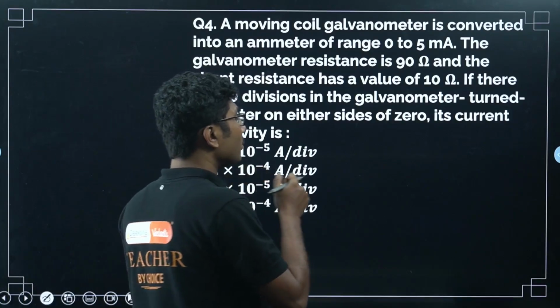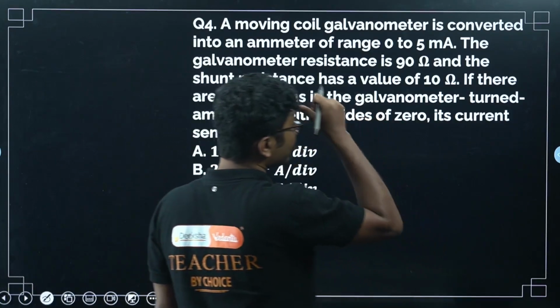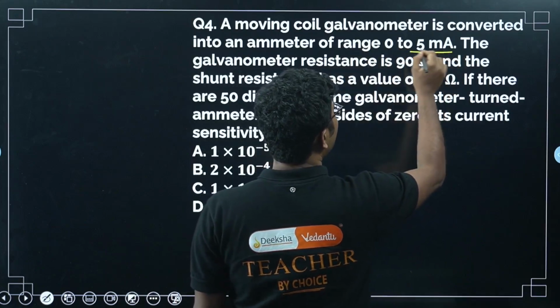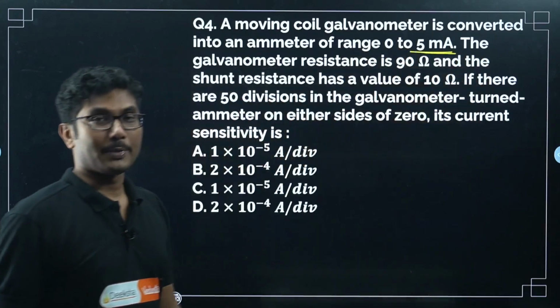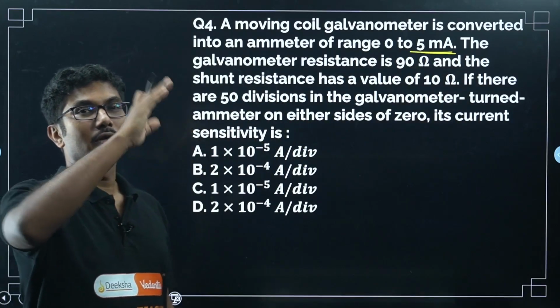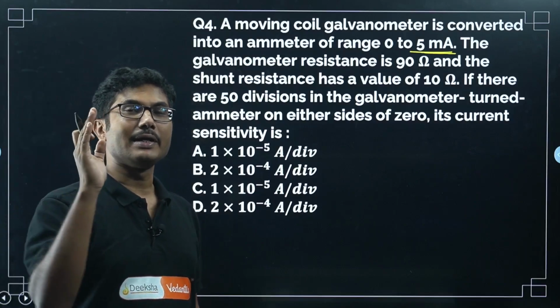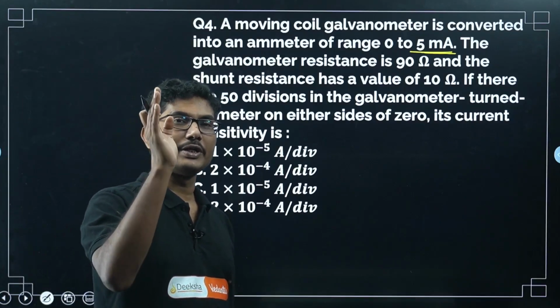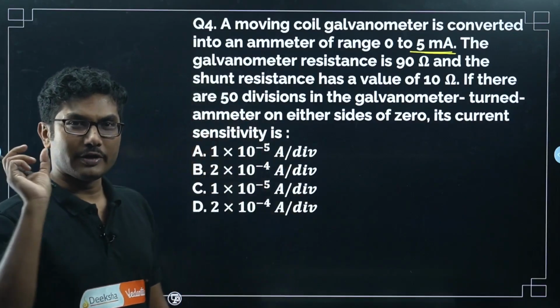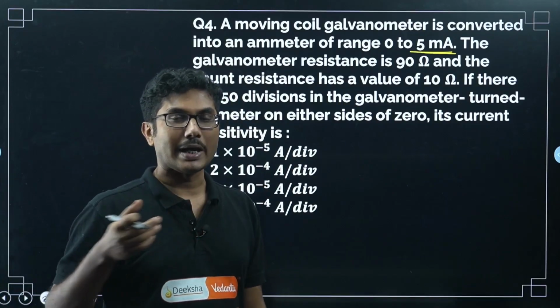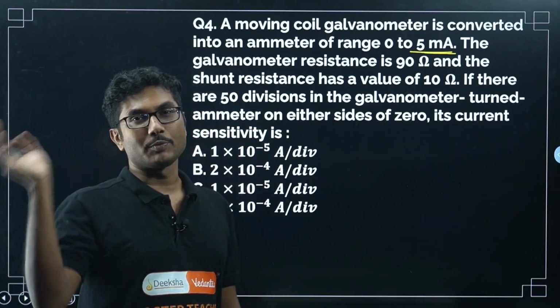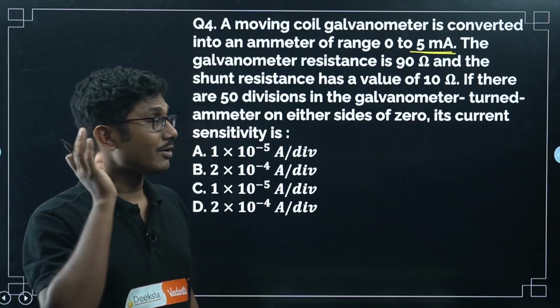First of all, they have said it can measure a current up to 5 milliampere. Plus 5 milliampere, it will go from 0 to the right hand side. If negative 5 milliampere, it will go from the center to the left hand side. So only 50 divisions we need to consider. We cannot consider -5 to +5, that is 100, that we are not considering.